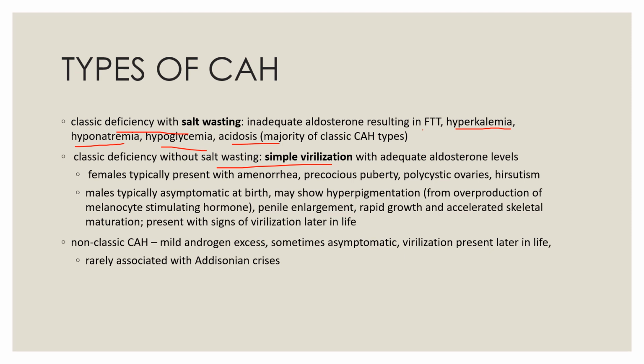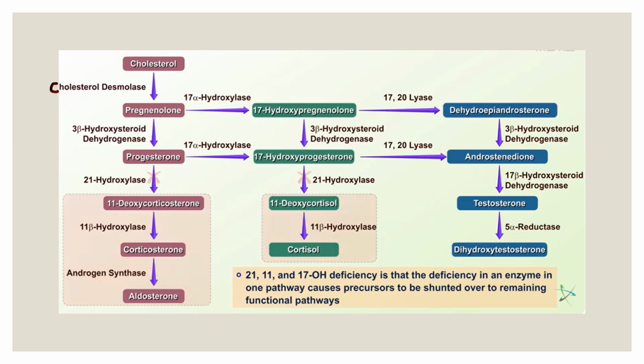Classic deficiency without salt wasting is simple virilization with adequate aldosterone levels. The females typically present with amenorrhea, precocious puberty, polycystic ovaries, and hirsutism. Males can present at birth; they may show hyperpigmentation from overproduction of MSH, because ACTH can have MSH-like activity. Penile enlargement, rapid growth, and accelerated skeletal maturation can occur. They may present with virilization later in life. Then there is non-classic CAH, which is mild androgen excess. It is sometimes asymptomatic. There can be virilization present later in life.